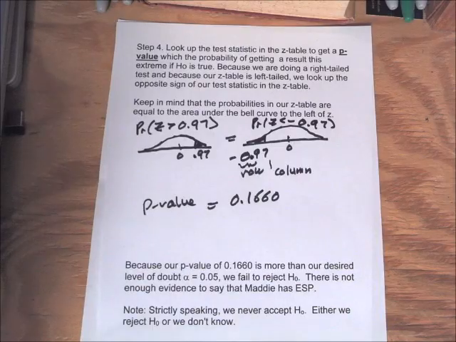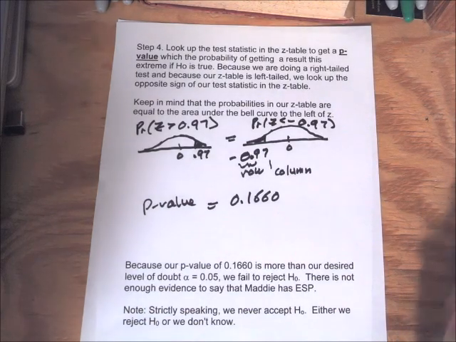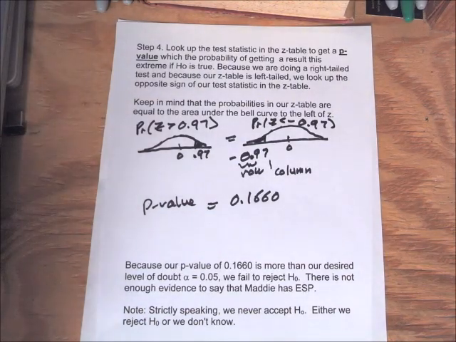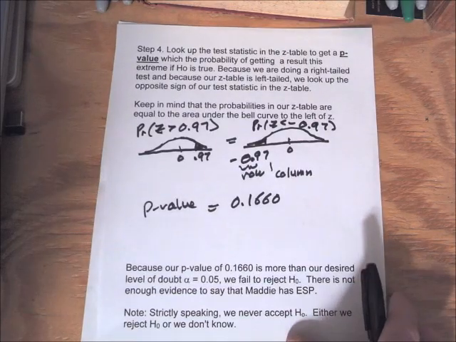So strictly speaking, we never accept H naught. Either we reject H naught or we don't know. In this case, we don't know. Maybe the sample does not provide enough evidence, but it could be that Maddie actually does have ESP.